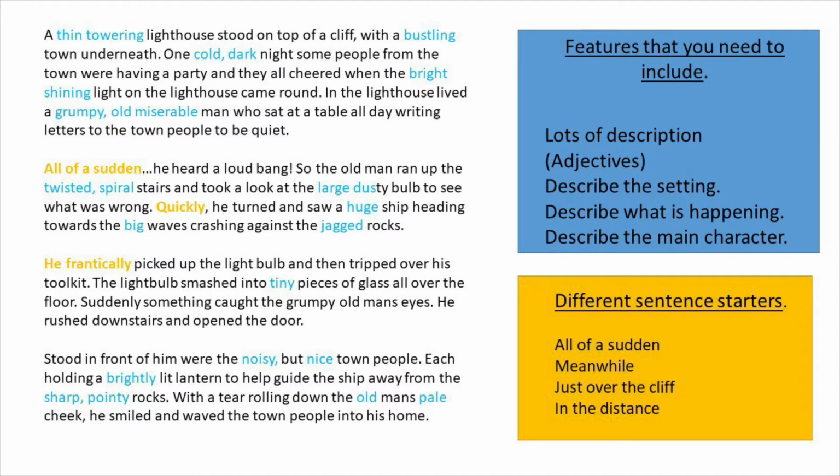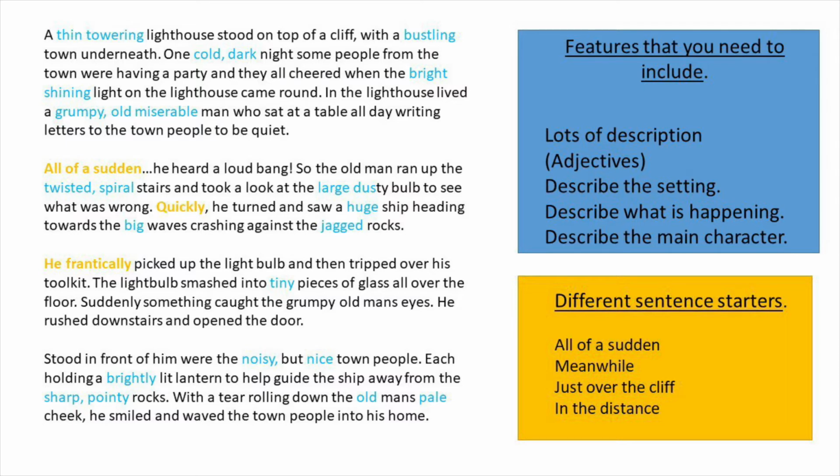So I'm going to read the first paragraph of my story. A thin, towering lighthouse stood on top of a cliff with a bustling town underneath. One cold, dark night, some people from the town were having a party, and they all cheered when the bright, shining light on the lighthouse came round. In the lighthouse lived a grumpy, old, miserable man who sat at a table all day writing letters to the town people to be quiet.